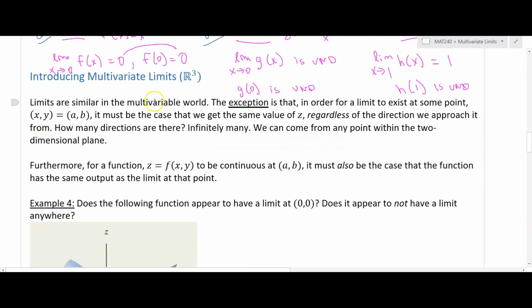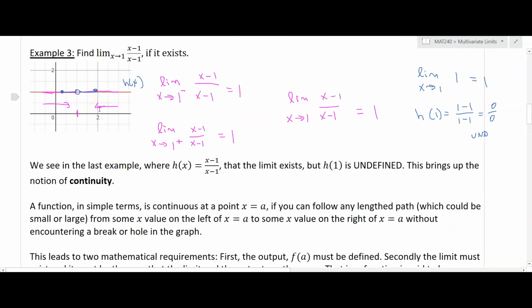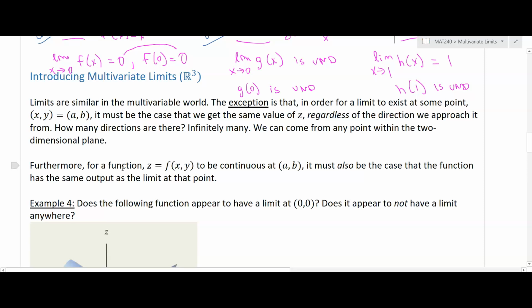So here we go into multivariate limits. Multivariate limits are really very, very, very similar. If you focus on this very careful language that we're using to talk about limits and continuity, then it transfers to multivariate limits. So if at this point you're still a little shaky on it, maybe go back and spend a little bit of time reviewing what we've just discussed, because this is going to be the same thing, just with 2 input variables instead of 1. So in the multivariable world, limits are similar. The exception is that in order for a limit to exist at some point, x, y equals a, b. Oh, wait a minute, what are we saying here?